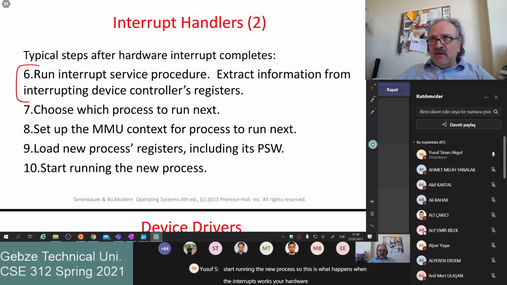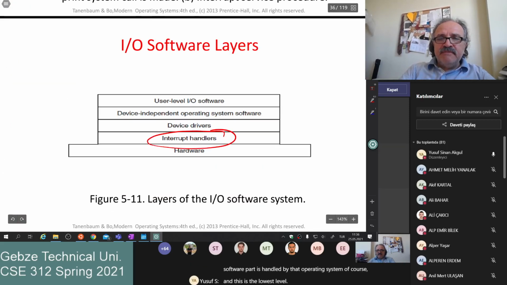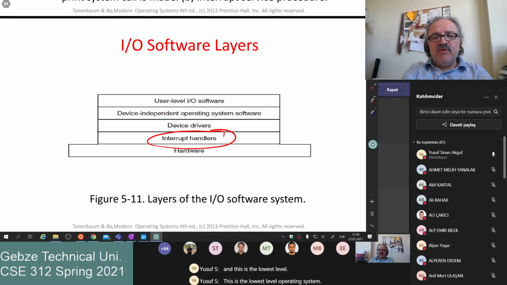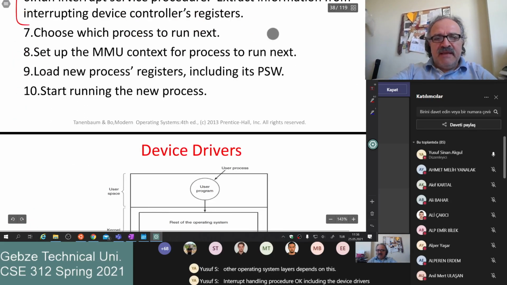Hardware and software should work in coordination. The hardware part is handled by the hardware, and the software part is handled by the operating system, of course. This is the lowest level operating system IO procedure. Actually, it just sits on top of the hardware. It doesn't use any other operating system layers. All the other operating system layers depend on this interrupt handling procedure, including the device drivers. So this is what happens with the interrupt handling.